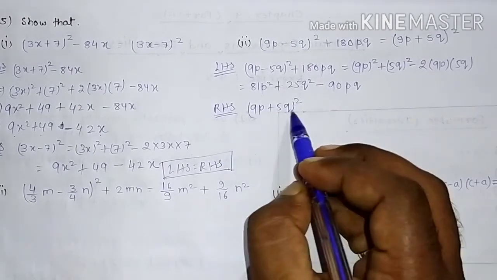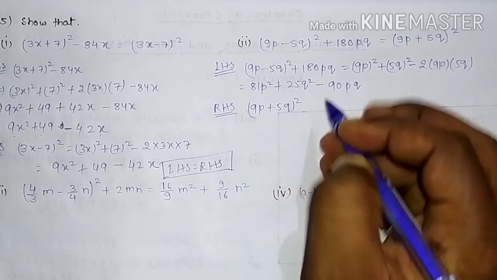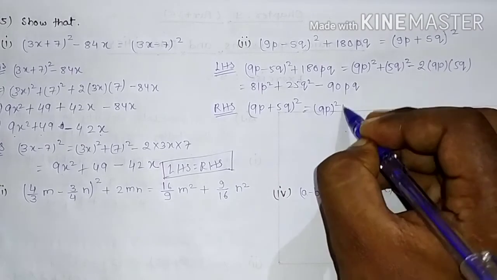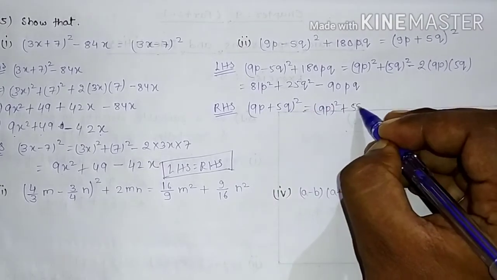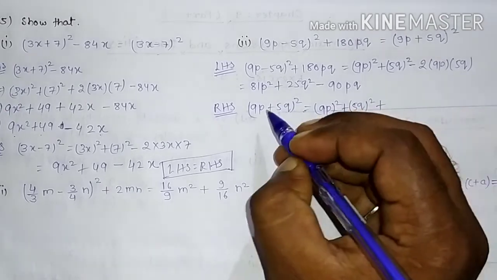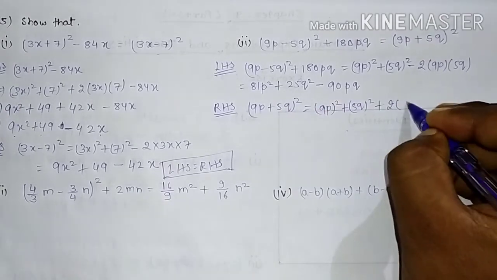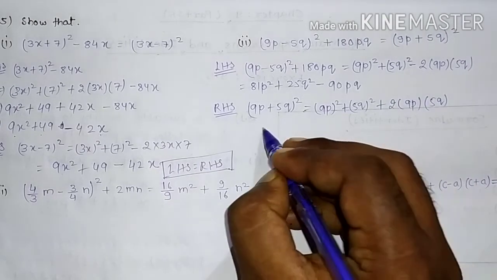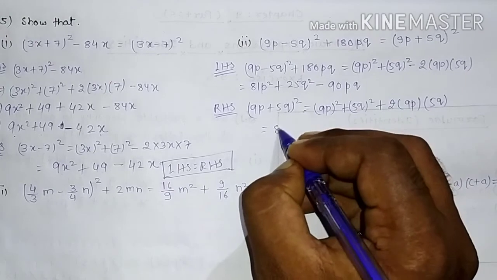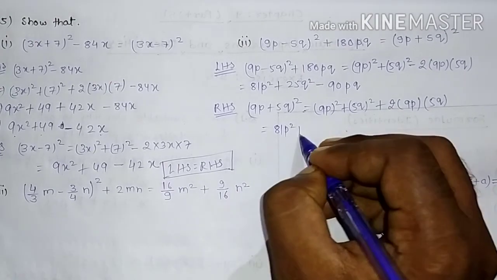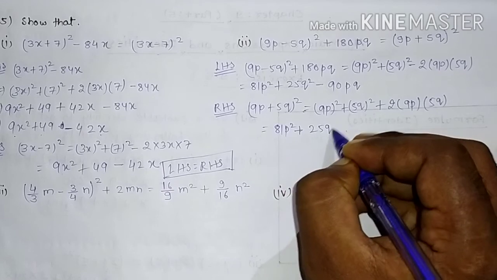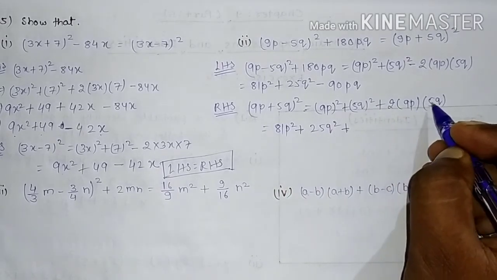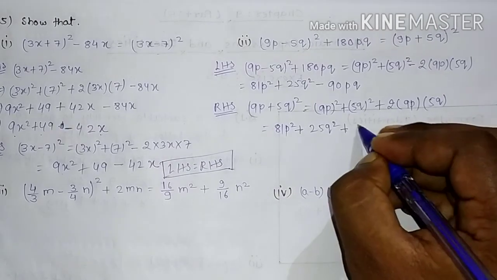So this expression is in the form of (A plus B) whole square. Just apply the formula, that is A square, so (9P) whole square, plus B square, that is (5Q) whole square, plus 2AB, where A is 9P and B is 5Q. Just solve it. (9P) whole square is 81P square, plus (5Q) whole square is 25Q square, plus 2 into 9 into 5. 9 fives are 45, 45 twos are 90PQ.